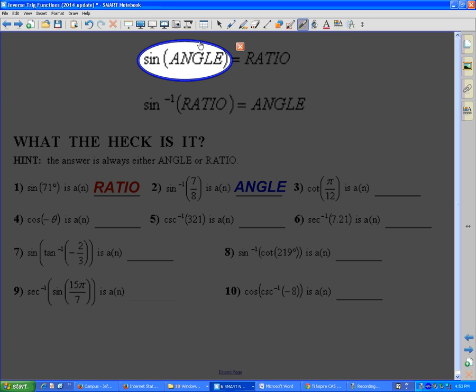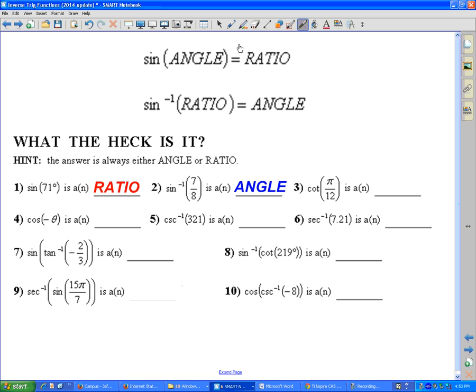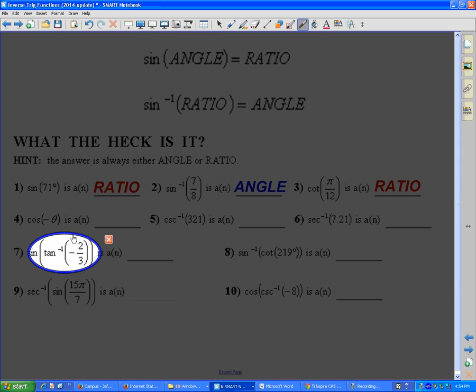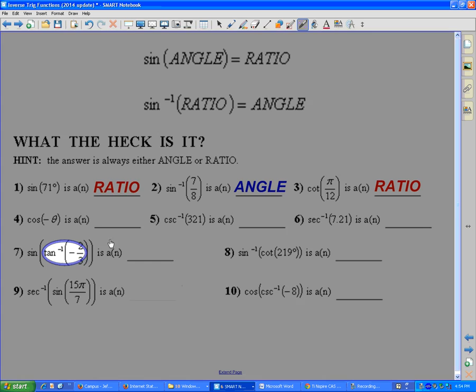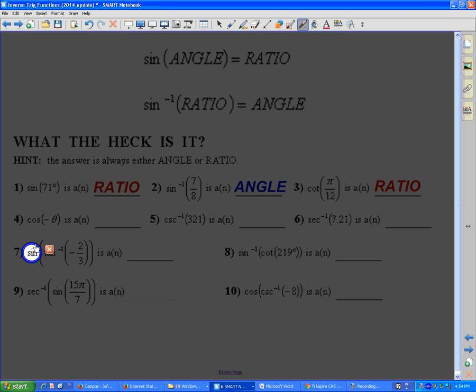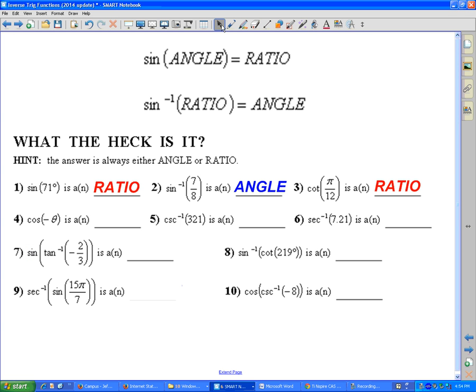So, pi over 12 is just a radian angle measurement, and the cotangent of an angle is going to generate a ratio. The problems starting around number 7 get a little bit more interesting, or as you might like to say, a little bit uglier, because they're composite. It's a function within a function. And if you just focus on what's on the outside, you can still pretty much get the answer. That's a standard trig function, right? And standard trig functions take angles and produce ratios.